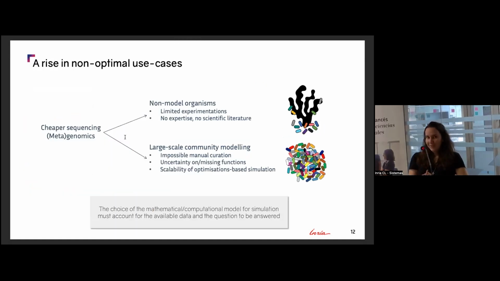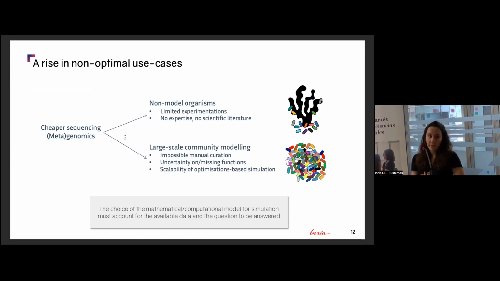So what model to use is always an important question. And actually, in the past 10 or 20 years, there's been a rise in non-optimal use cases for modeling. Sequencing gets cheaper, which is great. We can sequence many species, many bacterial communities, get what we call metagenomic data. But for much of these communities, much of the species, the populations, we know very little. Sometimes we know nothing. The only information that we have is the genetic sequences that we get. There is no biological expertise, no scientific literature, so it's really complicated to validate.